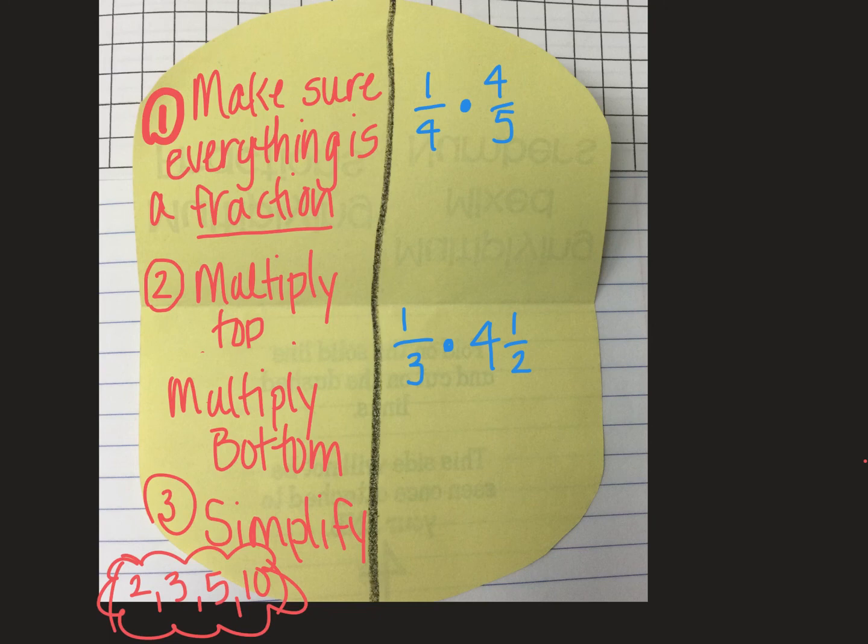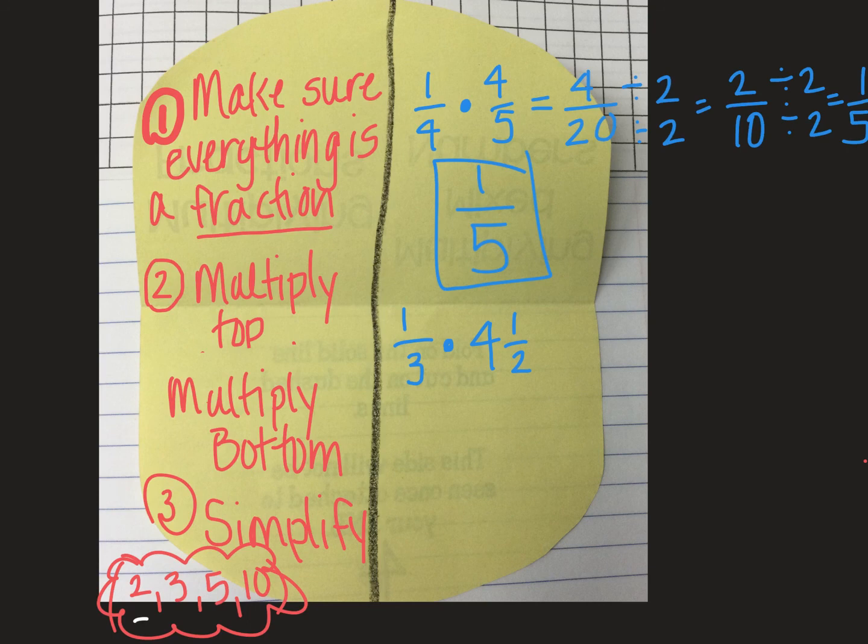Okay, so step 1 is make sure everything's a fraction. Both of these, 1/4 and 4/5, are proper fractions. So we're just going to multiply the top. 1 times 4 is 4. 4 times 5 is 20. And then I'm going to use my numbers down here, and I'm going to divide by 2. Divide by 2. 4 divided by 2 is 2. 20 divided by 2 is 10. I can divide by 2 again, and I get 1/5.